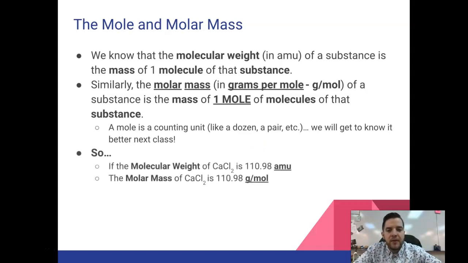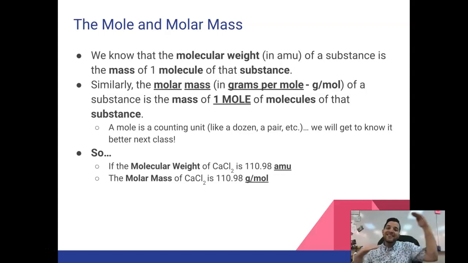So quite simply, if the molecular weight of calcium chloride is 110.98, the molar mass is 110.98. The only thing that's different is the unit. Molecular weight, AMUs, something we can't measure in the laboratory. Molar mass, grams, we can measure that in the laboratory. So we can measure the molar mass of calcium chloride. We can get 1 mole of calcium chloride. We can't measure out 1 molecule of calcium chloride.